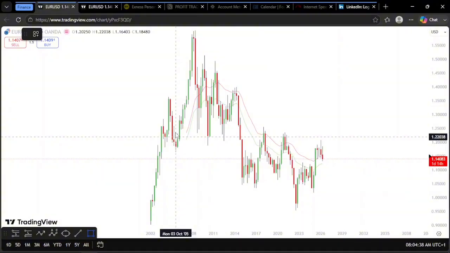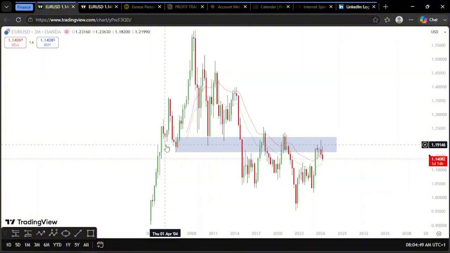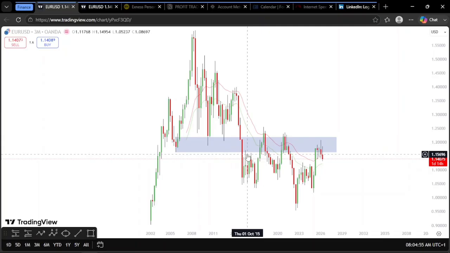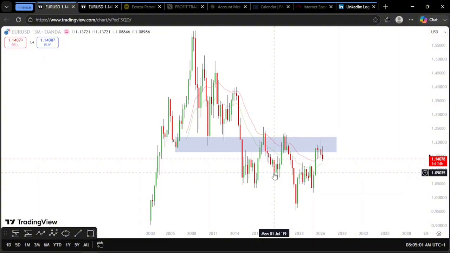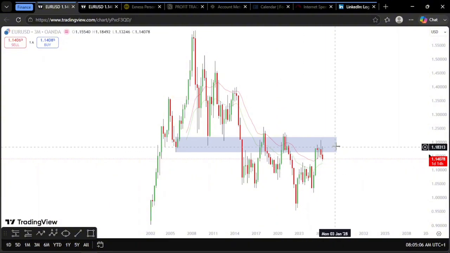So currently, Euro USD is on this major resistance level. As you can see, this level acted as support here, support here, support here, support here. Then we broke below the level. Market came back to retest it here, acted as resistance. Then we tried to break it again, acted as resistance, and now we are back at the level again.